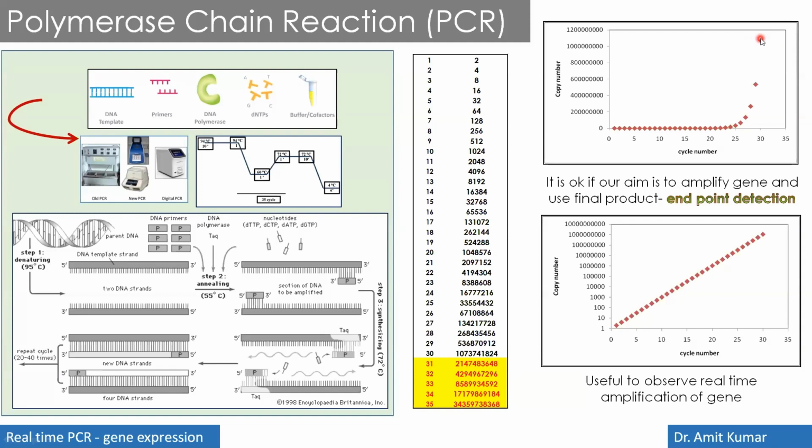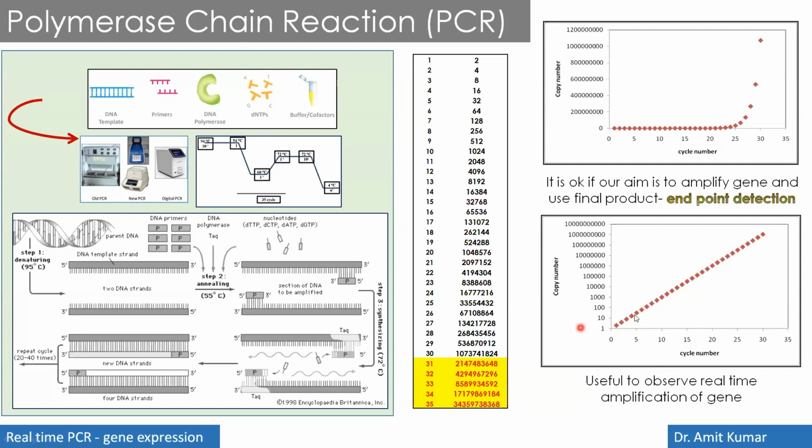However, if you are concerned about the real-time amplification of the gene, what you need to do is convert your y-axis into the logarithmic scale. Once you convert your y-axis into the logarithmic scale, you will see a linear progression of the amplification in the PCR. That has been shown in the lower part of the graph in the presentation, right?